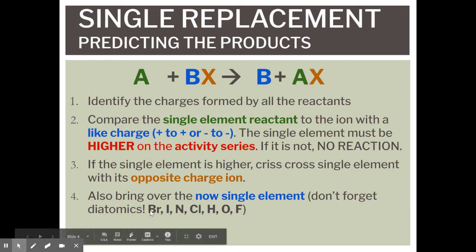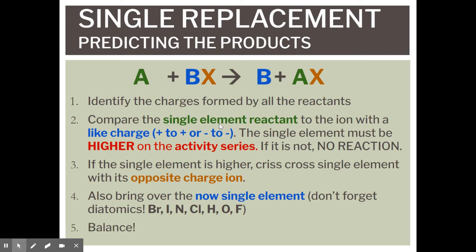And I said no subscripts, but if it's one of the diatomics, then it gets that 2. So if it's bromine, then it gets Br2. If it's iodine, it's I2. But if it's anything else, it's just the symbol for that element. And lastly, you would balance. Okay, let me do some of these problems for you.